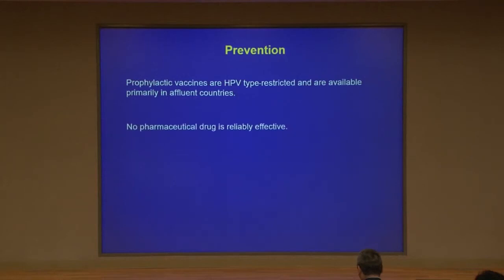The main problem is that there are no pharmaceutical drugs that are reliably effective, and that's what's really lacking. What we need is such inhibitors, because once a person is infected, the prophylactic vaccine will not do anything. You need treatment. But there's none so far.